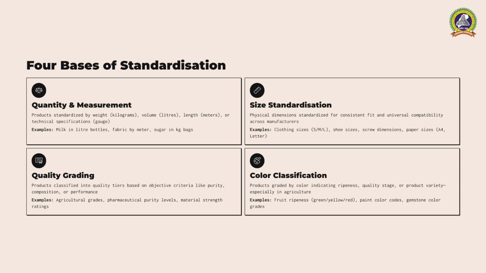Fourth, color. Surprisingly, color is also a basis. Fruits like apples and oranges are often graded and distinguished based on their color, which indicates ripeness and quality.